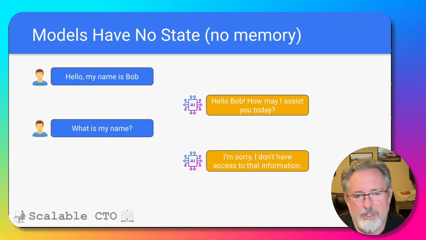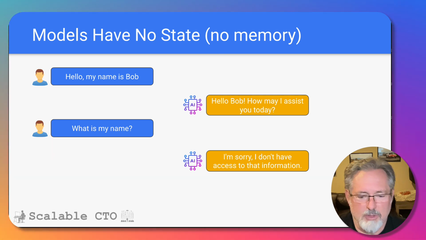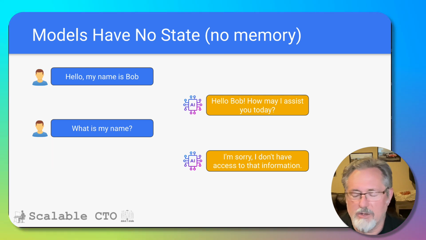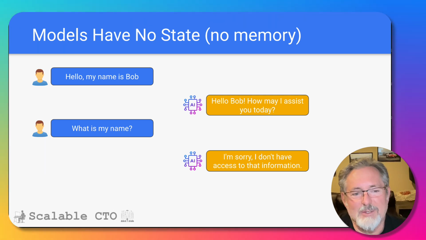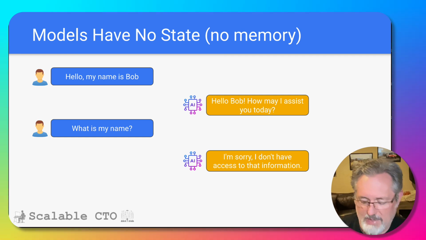When you write your first app to call a model, if you literally just go to the Hello World tutorial, it'll say, here's how you connect to the model, here's how you send it a message, and here's how you get a response. And when you say, hello, my name is Bob, the model says, hey, Bob, how can I help you? And you say, what's my name? And it says, I don't know. I have no access to that information, because it has no state. It has no memory at all.